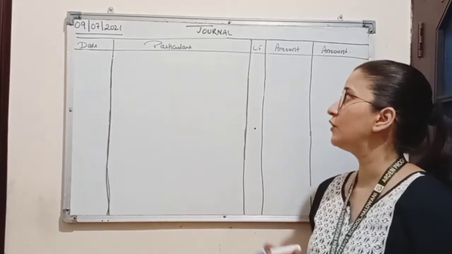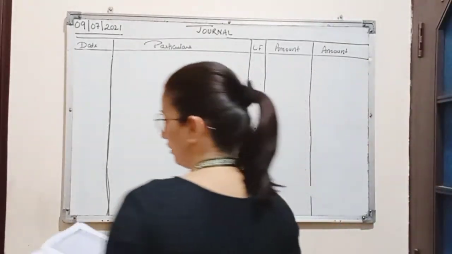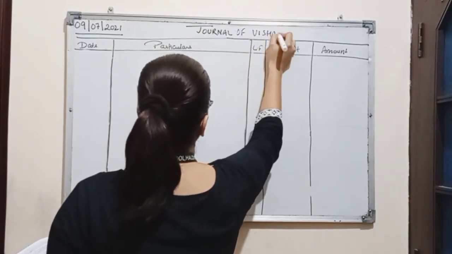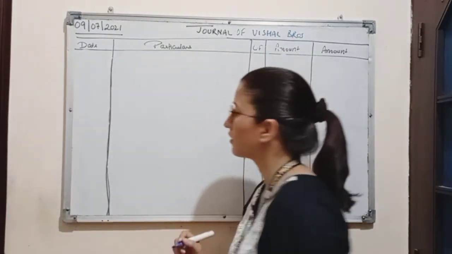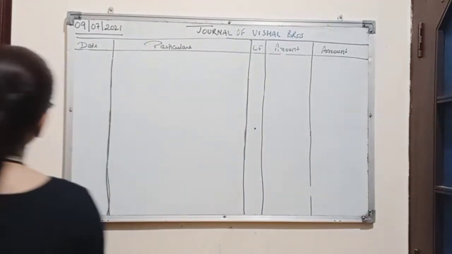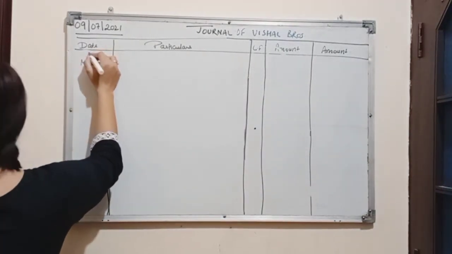Now coming to the solution part, this is the format of journal and this is a journal of Vishal Bose. Starting with the first transaction. First transaction is on May 1st.